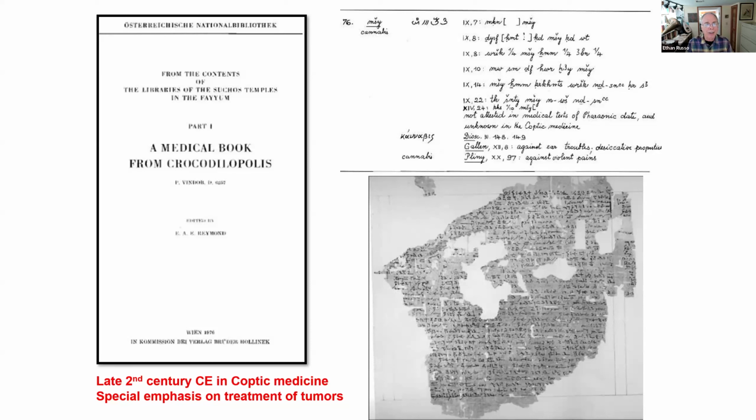Going back to the Near East, this is a medical book from Crocodilopolis, from the late 2nd century of the Common Era, written in Coptic, which was a Greek-based language of the era. In the book, there are some 30 mentions of meshi, which you can see depicted in the Greek as cannabis and in English as cannabis. Many of the mentions related to treatment of tumors. We see a few of these listed here.